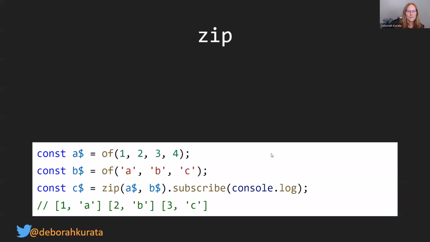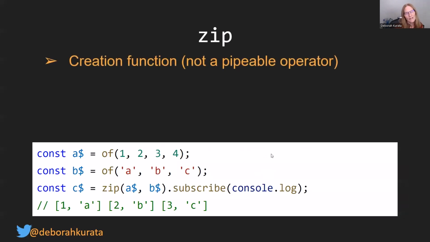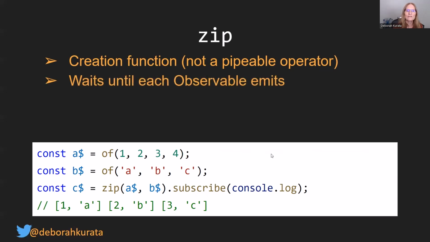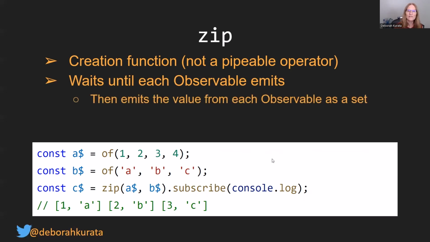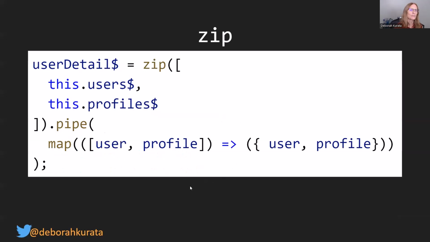The last one then is zip. Zip is also a creation function, not a pipeable operator. It waits until each observable emits, so each one has to emit, and then it emits the value from each observable as a set. So it kind of zips them in, and then it repeats. So here we've got our 1, 2, 3, 4 again. And as soon as the second one emits that A, I'm going to get one A. It's going to zip them up. As soon as I emit B, it's going to hook it up with the second one from the first observable, and C with the 3, and it's going to toss out the 4. So that's how a zip works.